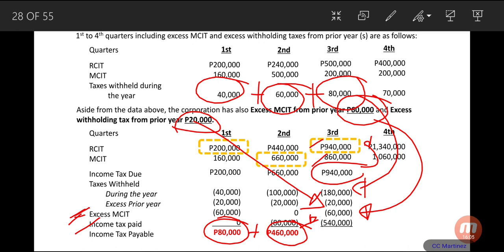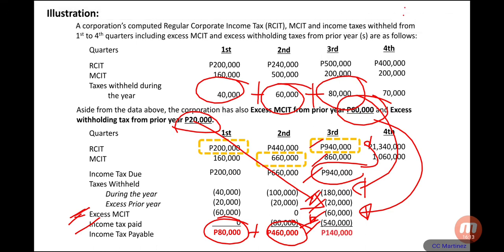So, again, 940 less 180 less 20 less 60 less 540 equals 140,000. Ibig sabihin, for the third quarter, ang babayaran nating tax ay 140,000. Okay?